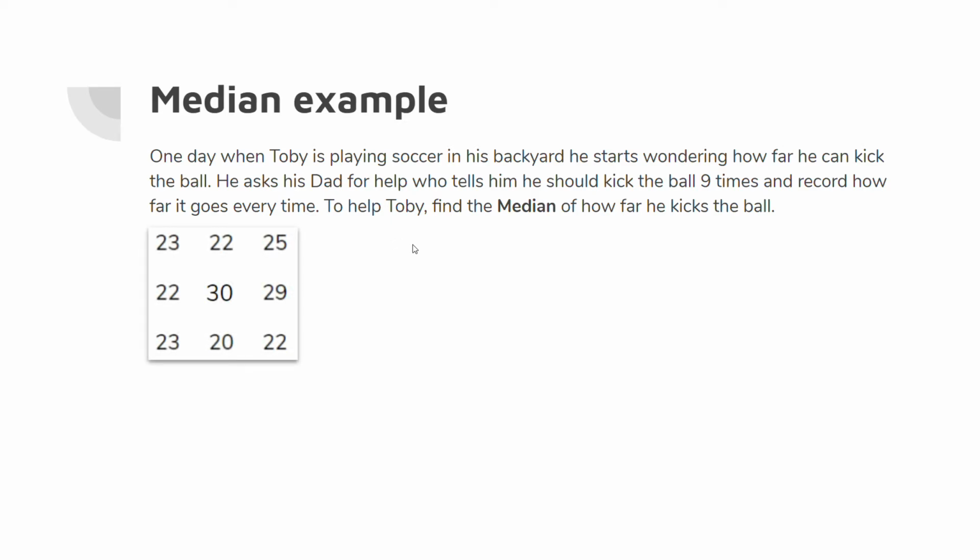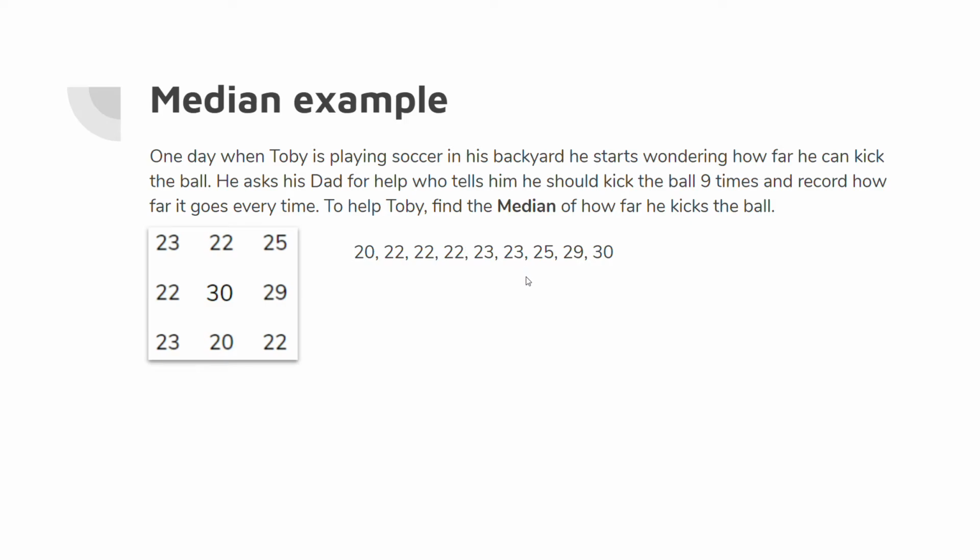So he still has the same amount of data points. He still kicks the ball 9 times. He still has the same numbers over here. So now we need to find the median. Let's rearrange these numbers so that they're in numerical order. 20, the smallest number, is on the left, and 30, the largest number, is on the right.